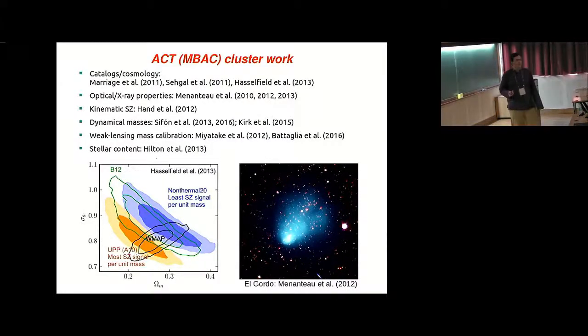And then we've done lots of other stuff, including looking at the clusters we find. Probably the most famous one is El Gordo. This was found in the original ACT South survey, in this paper by Felipe Menanteau in 2012, showing this is a crazy merging cluster at redshift 0.9.